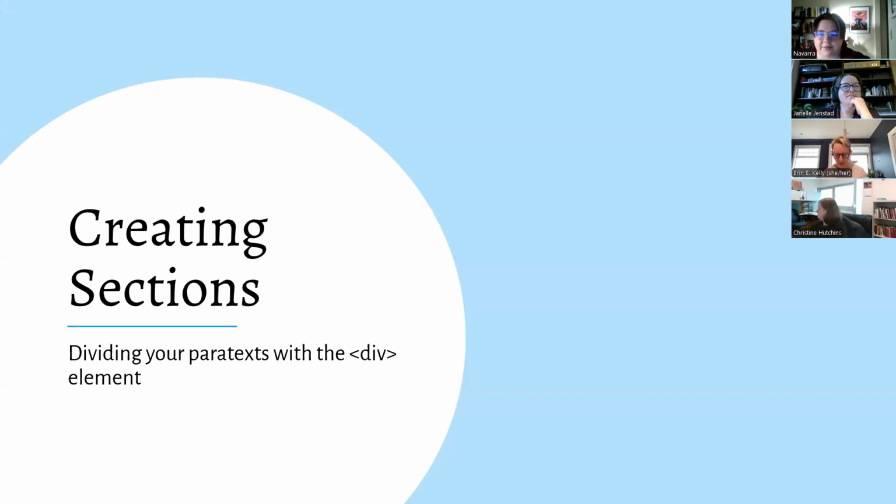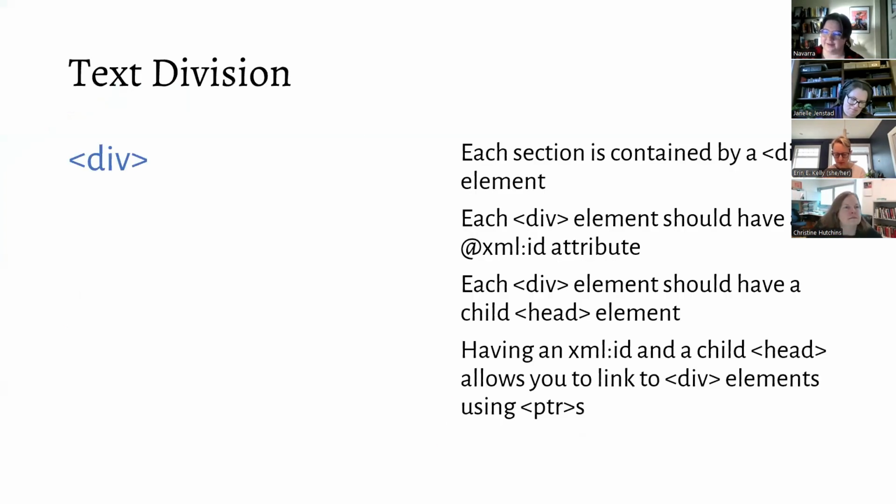So let's begin off with creating sections in your files. In your Word documents, you might be familiar with having the different levels of headings so that you can divide your works into sections. In our TEI, we're going to use the div element, which divides things into divisions. This is what the element looks like. It stands for text division. And each section of your text can be contained by a div element.